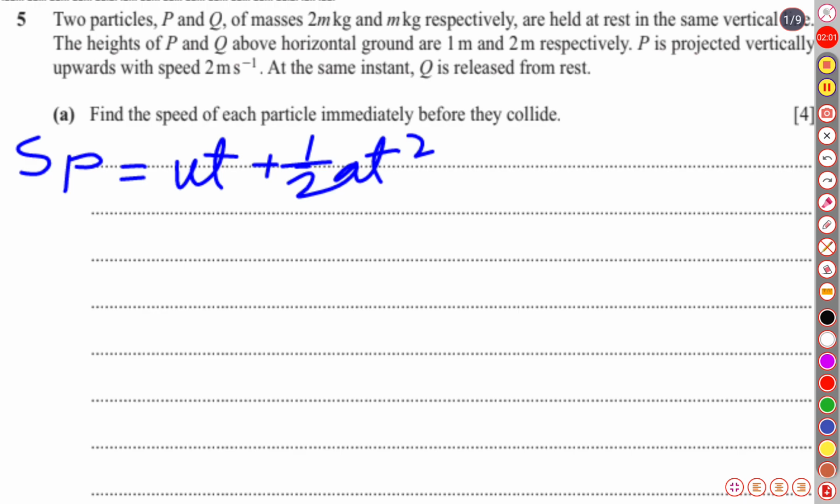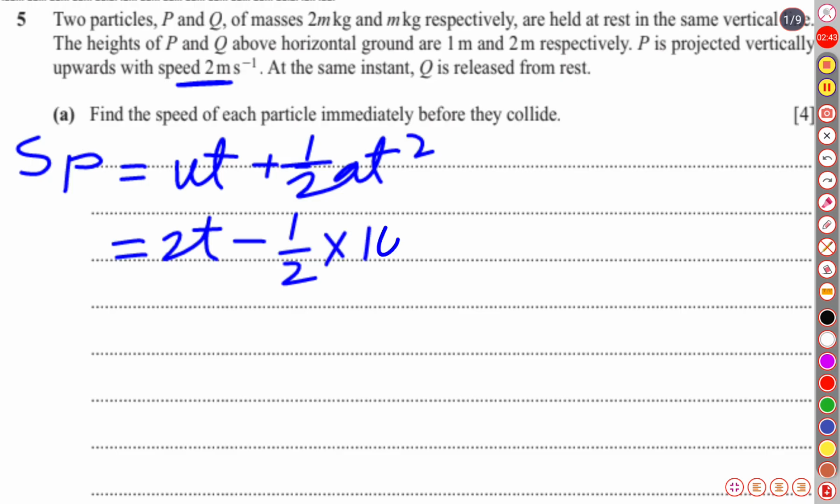Well, the initial velocity of particle P was 2 meters per second. So it is going to be 2t plus, it cannot be plus, because look at this, the particle was thrown upward whereas the acceleration due to gravity is acting downward, so it is going to be negative. The direction of motion of the particle and the acceleration due to gravity are opposite to each other, that's why it should be a negative symbol.